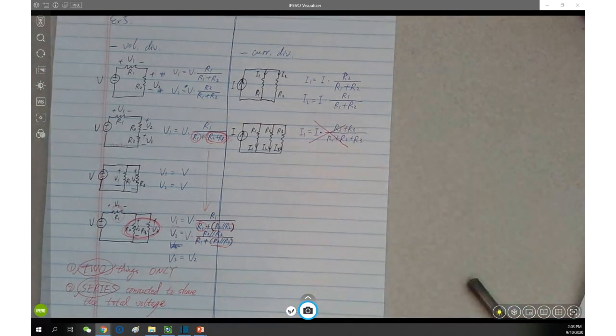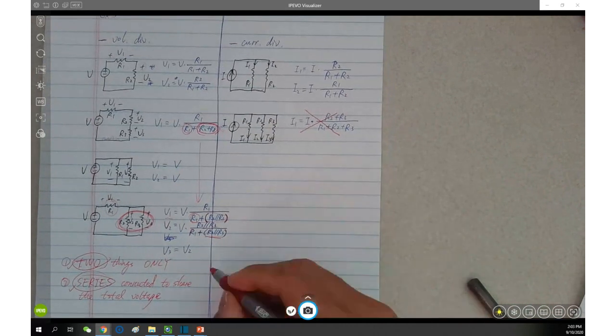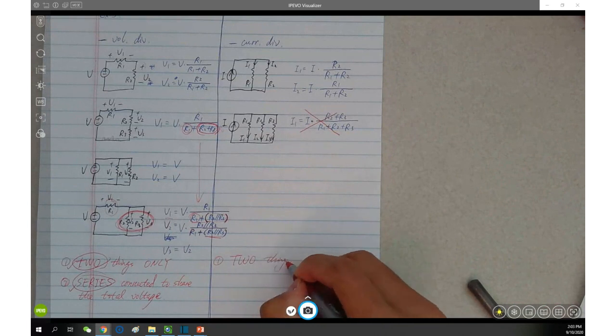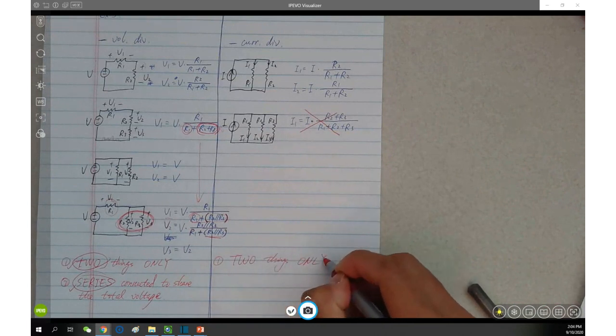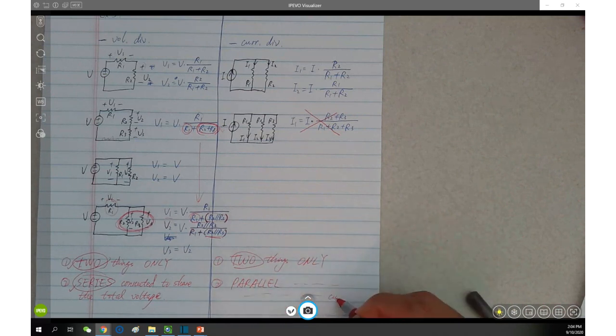Absolutely not right. No way for this to be right. Here I'm emphasizing once again the two things, and two things only. If more than two, you need to combine them so that two are left. The second thing is they must be in parallel, connected to share the total current. That's the principle.